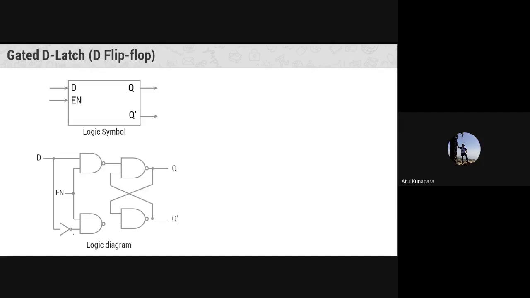That is the only purpose here. So that is what the thing is here. Now you can understand the table: when your enable signal is 1, if your data input is 0, what will happen?